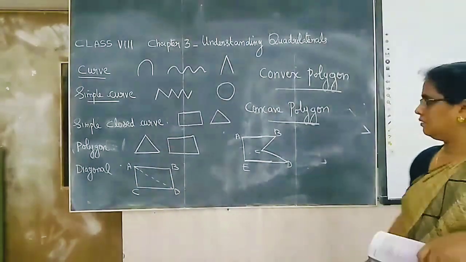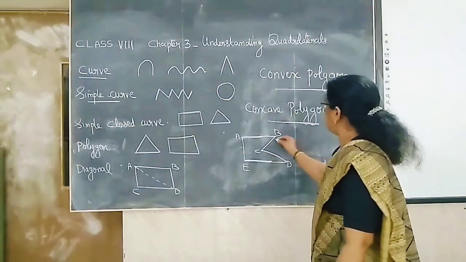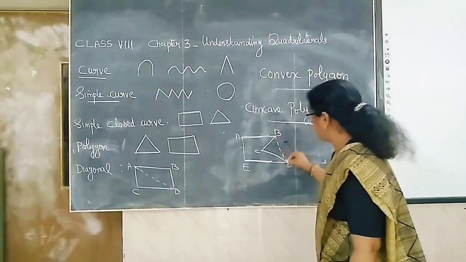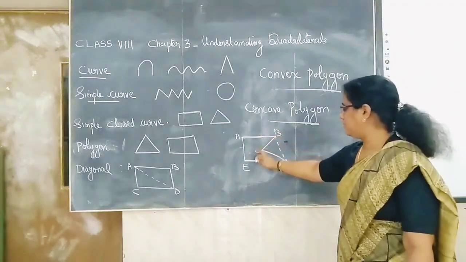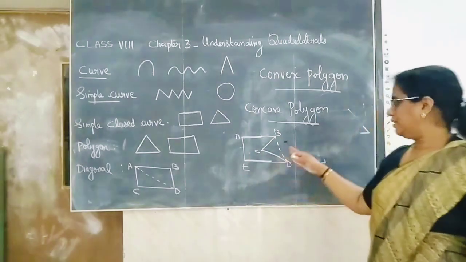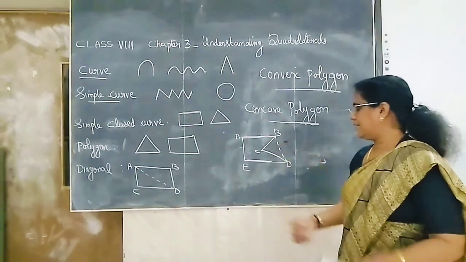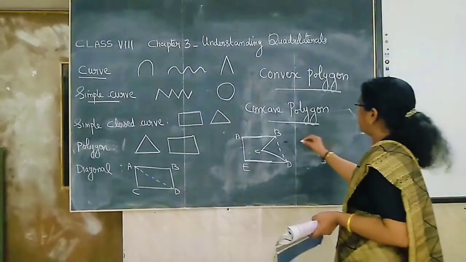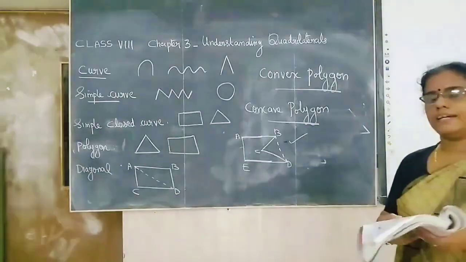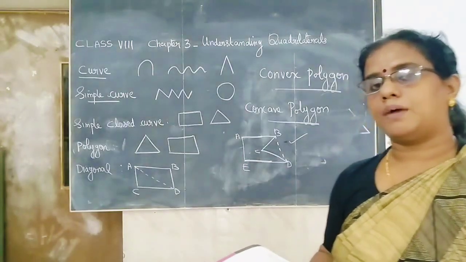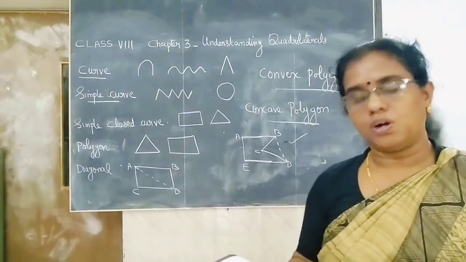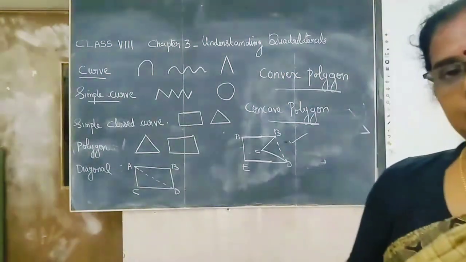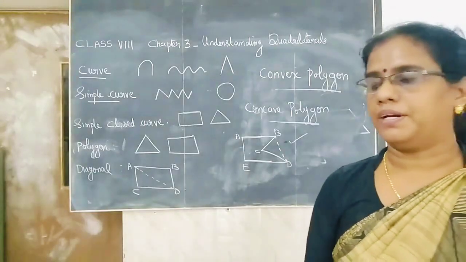Here when you draw the diagonal from B, it will come outside the figure. Actually the figure is A, B, C, D, E, and when you draw the diagonal, this diagonal is coming outside the figure. Therefore it is a concave polygon. If at least one diagonal is coming outside the figure, then it is called a concave polygon. These are some basic concepts we are discussing here.